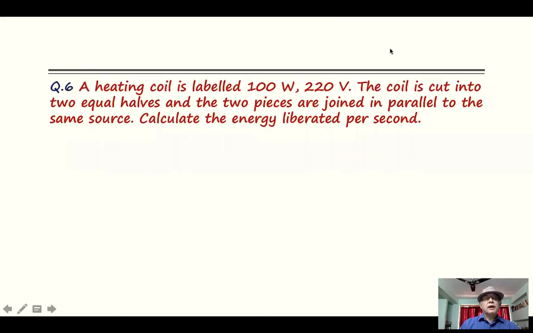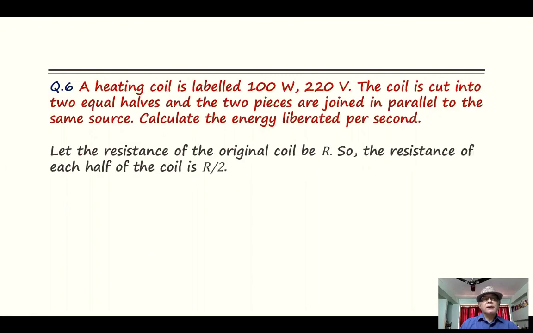Question 6. A heating coil is labeled 100 watt 220 volt. The coil is cut into 2 equal halves and the 2 pieces are joined in parallel to the same source. Calculate the energy liberated per second. Let the resistance of the original coil be R. So the resistance of each half of the coil is R by 2.